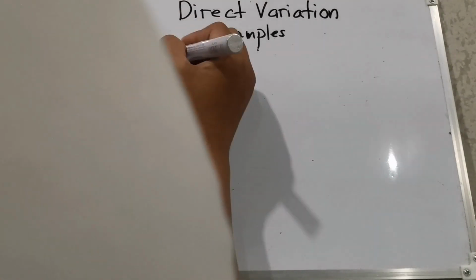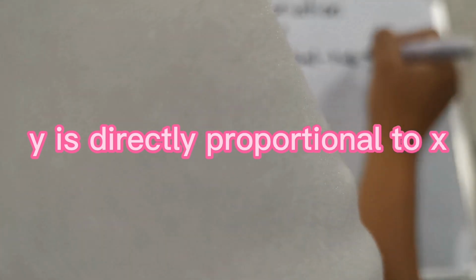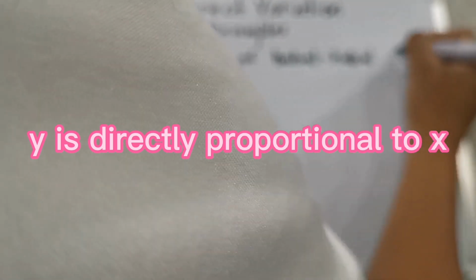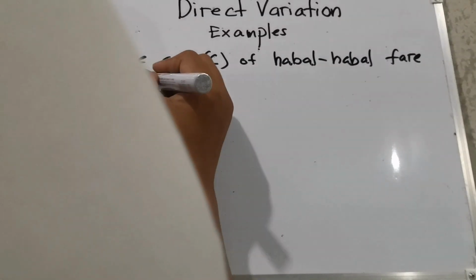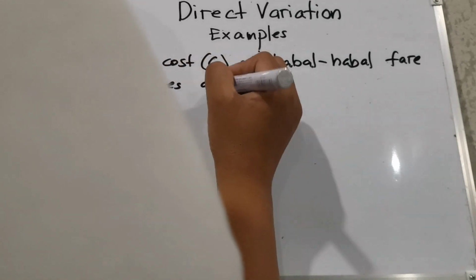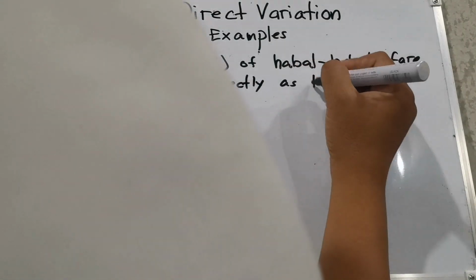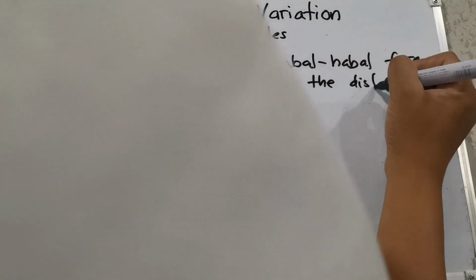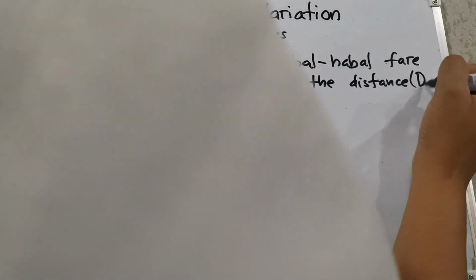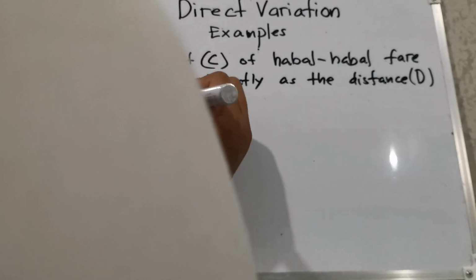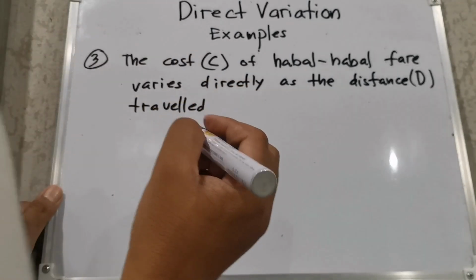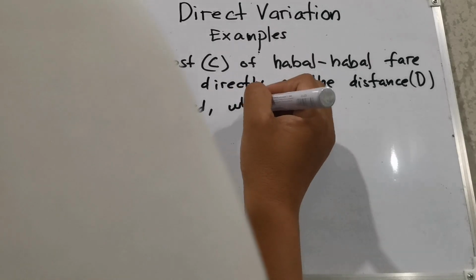So let's have another problem here. While we are writing our problem, let's take note that the most common keywords used in direct variation is y is directly proportional to x, or any variable. It can be other letters, like c equals kd. We're going to take note of the common keywords used in direct variation, so that later on you can differentiate direct variation from inverse variation, joint variation, and combined variation. So here let's have another example.